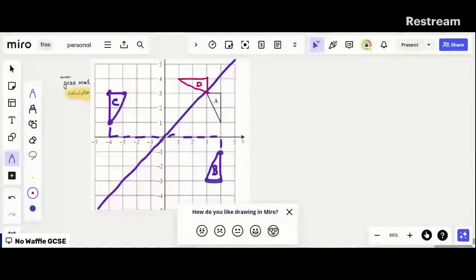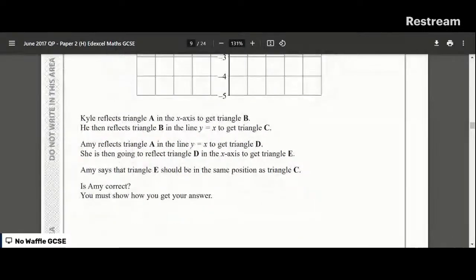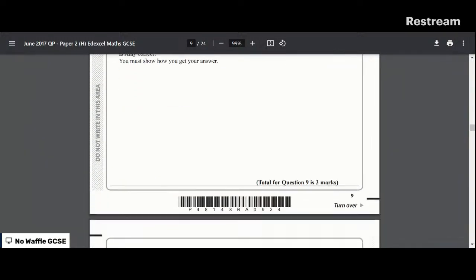So getting to triangle E, reflecting D in the x-axis, you then bring it here. Like this to get E. Now, what was the original statement? Amy says that triangle E should be in the same position as triangle C. Well, clearly not. The two triangles are not in the same position. As you can see, that's triangle C and that's triangle E, so it's not. Let's move on to the next question.